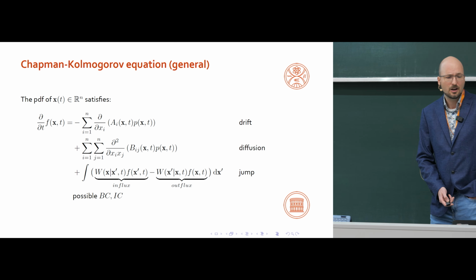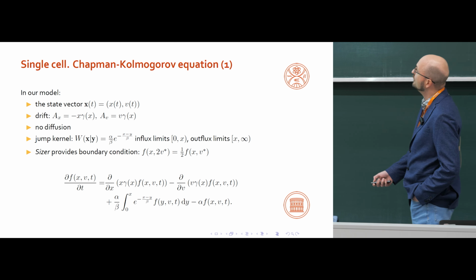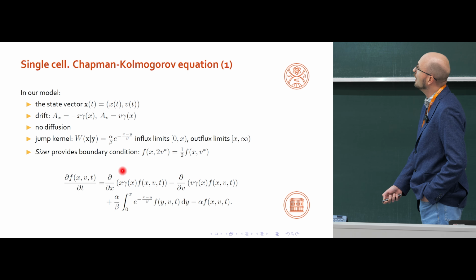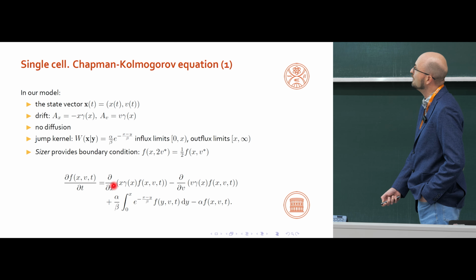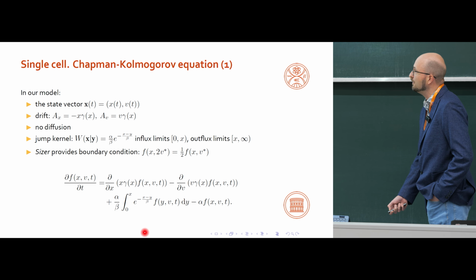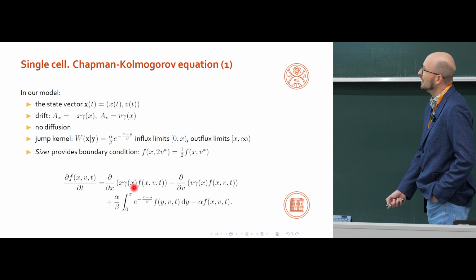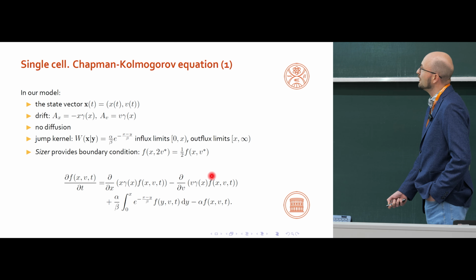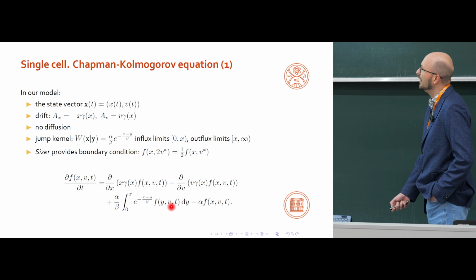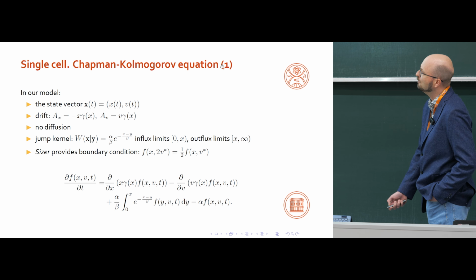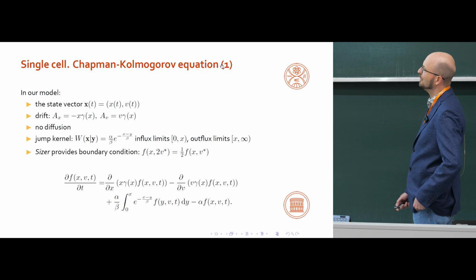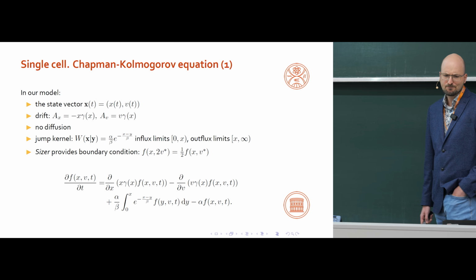In our case, we just have the drift term, right? So this is our model. We have the drift term and the jump term. We don't have any diffusion term. So this is the drift term, and you can see the rates of dilution and the rates of cell growth there. And we have this jump term, and you can see the exponential distribution with mean beta there. Beta is the mean size of the burst.